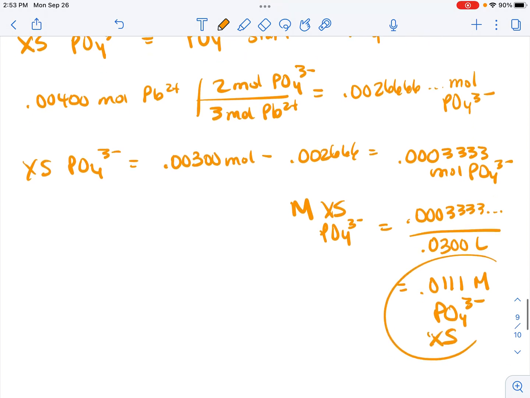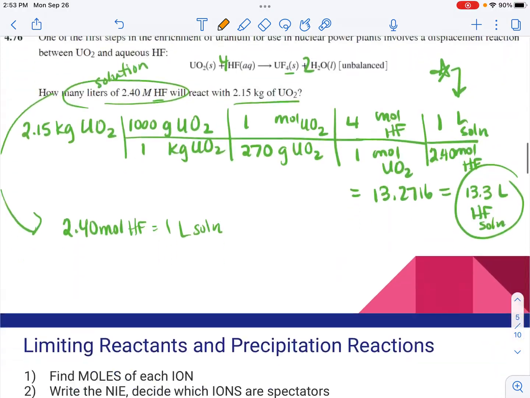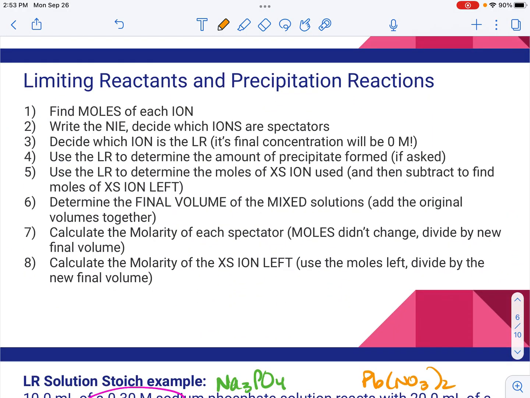Okay, excess remaining. Done. So this is tricky. We're going to practice this in class. Make sure you have your example with you to follow. Make sure that you have these steps written down and be ready with questions. I'll see you soon.